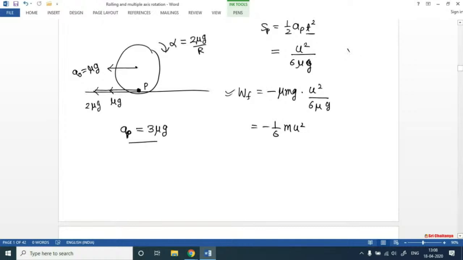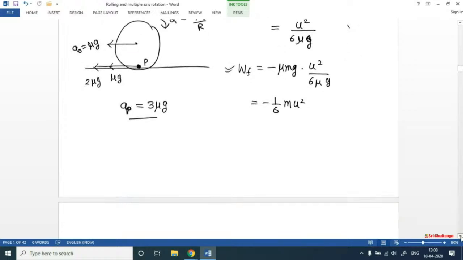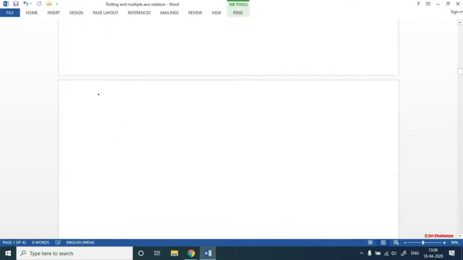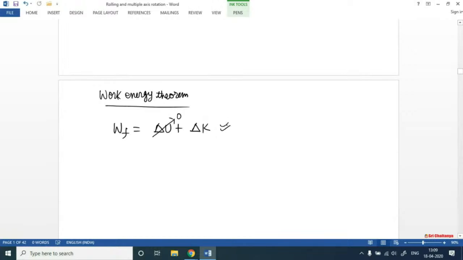The other method we can use alternatively is the work energy theorem. Work done by friction would be equal to the change in potential energy plus the change in kinetic energy. The center of mass level is not changing, so the change in potential energy is zero. So the change in kinetic energy is basically the work done by friction.